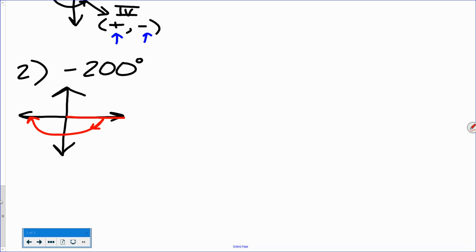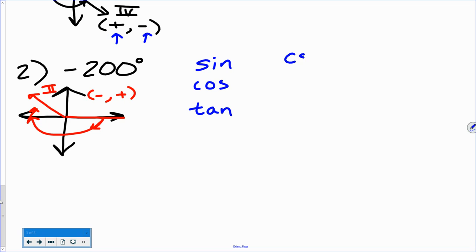If I went all the way back to the y-axis here, that would be negative 270, so that would be too far. So negative 200 degrees is going to land in the second quadrant. So quadrant 2 would mean my x values are negative and my y values are positive. And then I'll use that to come up with my trig functions for sine, cosine, tangent, and the reciprocals, cosecant, secant, and cotangent.